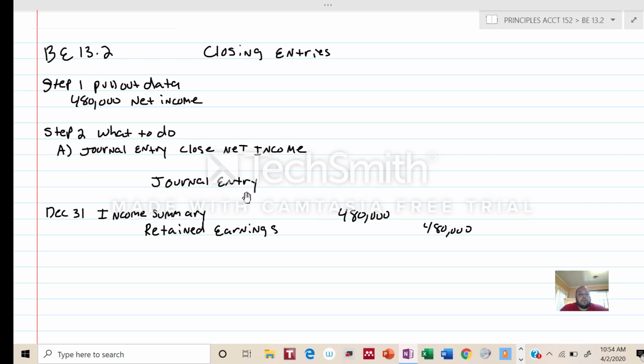At the bottom here, I prepared the journal entry. The date is December 31st. We're going to have a debit to income summary and a credit to retained earnings. This is going to move the funds from income summary to retained earnings. You understand that income and expenses are closed to income summary at the end of the year. So that's why the funds are in income summary before you move them to retained earnings.